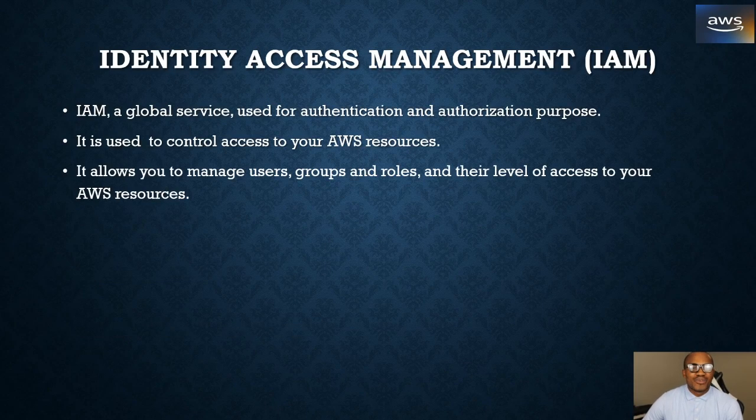So what is IAM? IAM stands for Identity Access Management. It's a global service used for authentication and authorization. It is used to control access to your AWS account and resources. It is used to manage users, groups, and roles and give them authorization to your AWS resources.